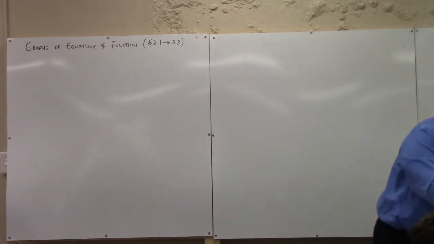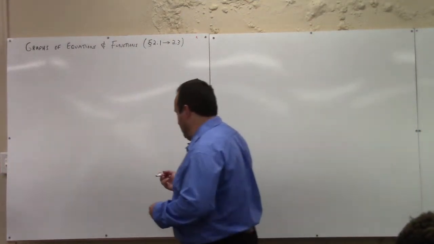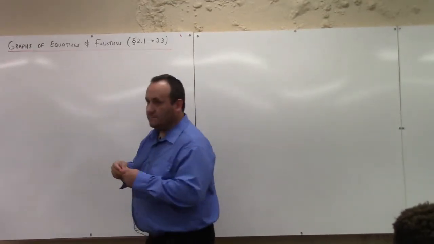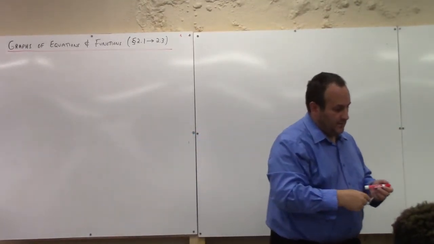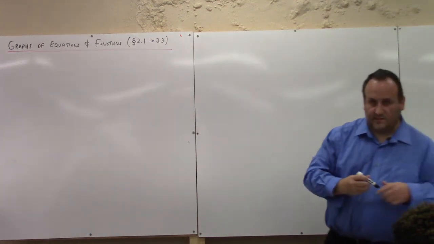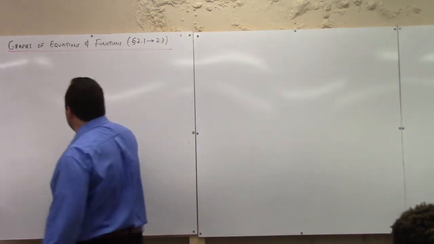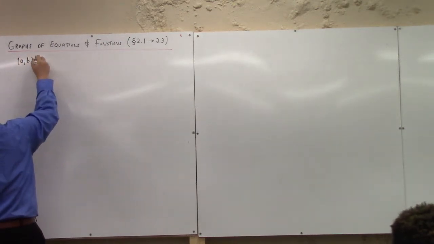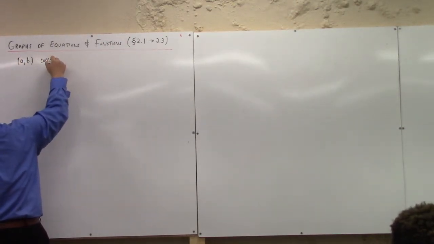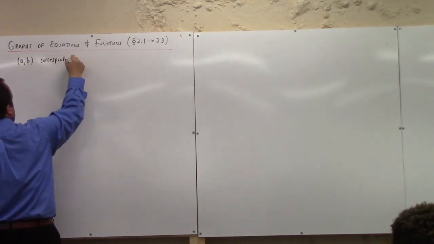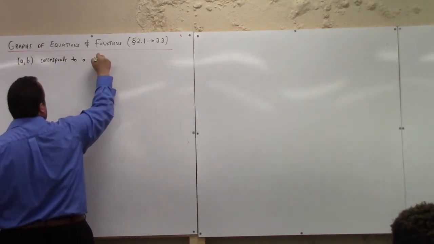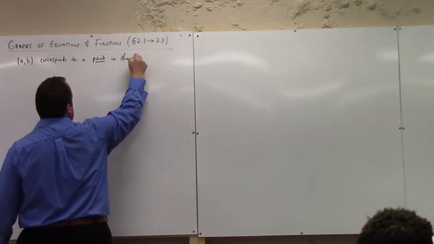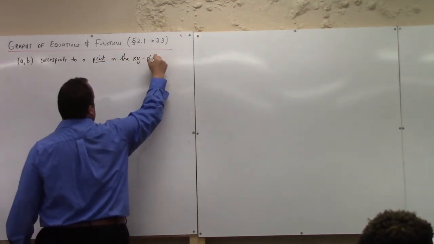So we should just start out with the basics, right? Like, what's our context here? Well, the basic thing is, if you have a pair, A comma B, right, it corresponds to a point, right, in the xy plane. All right.